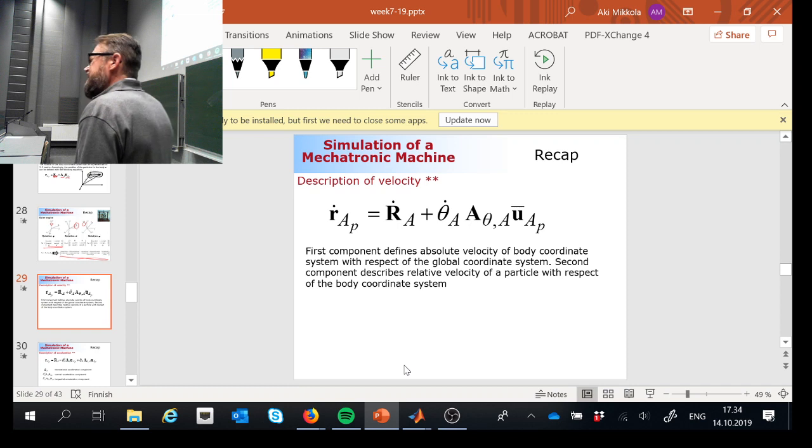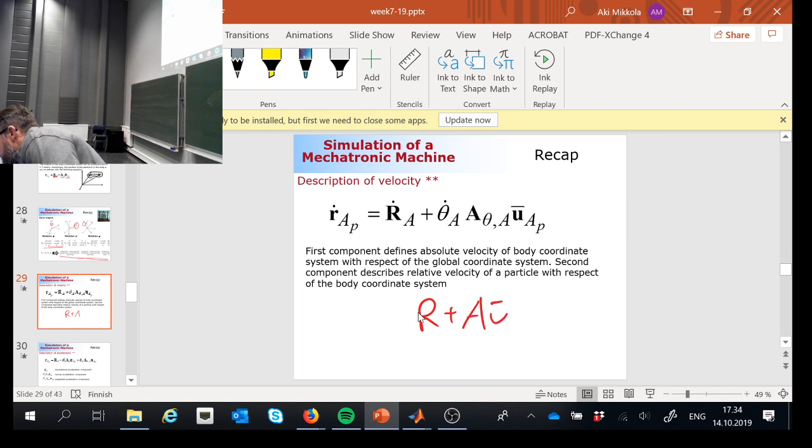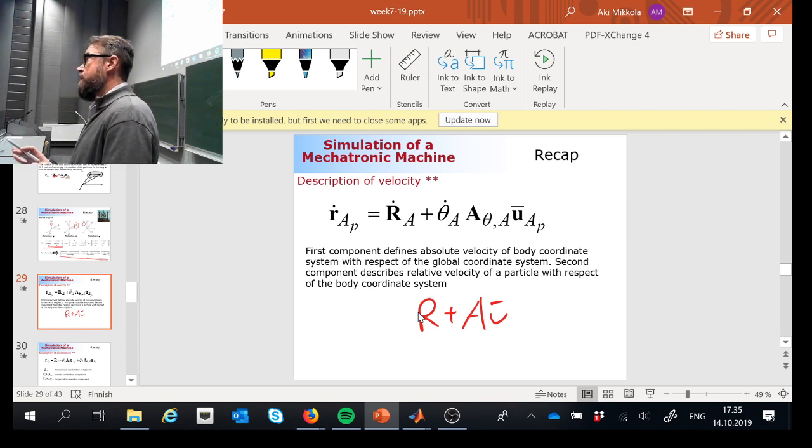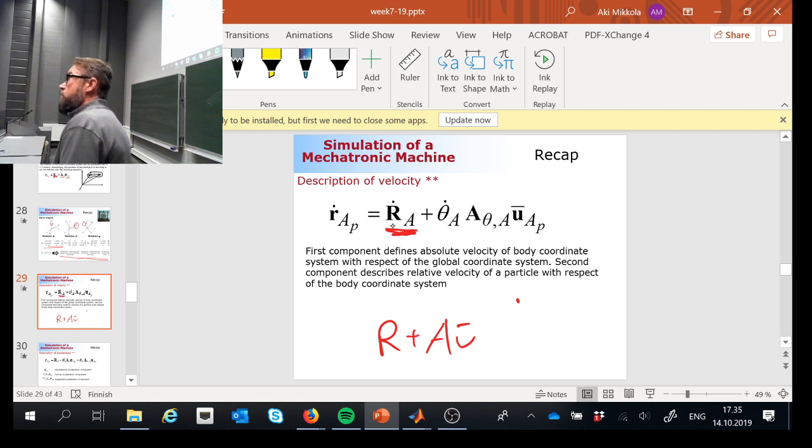Description of velocity. Remember, this is the thing where everything can be derived from. What I did when describing the velocity was that I differentiated this equation with respect to time. And when doing so, you get two components: the translational velocity and the angular velocity.